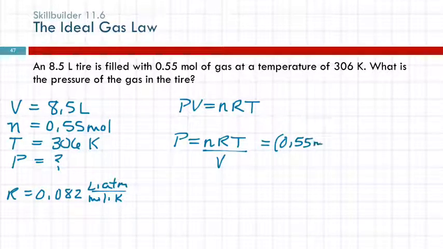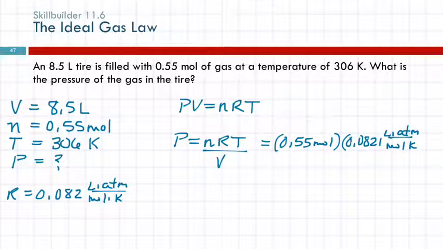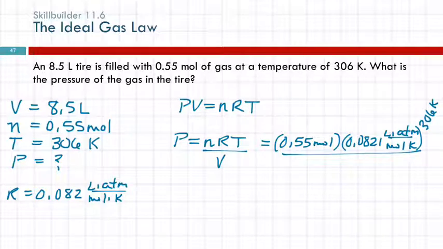0.55 moles, R, 0.0821, times 306 Kelvin. That's poor planning. Sorry about that. Divide by the volume, 8.5 liters.